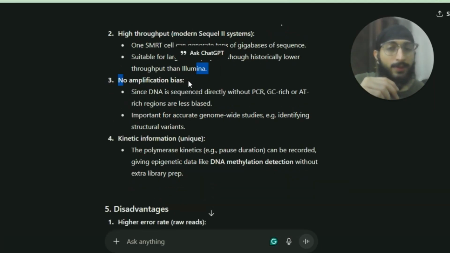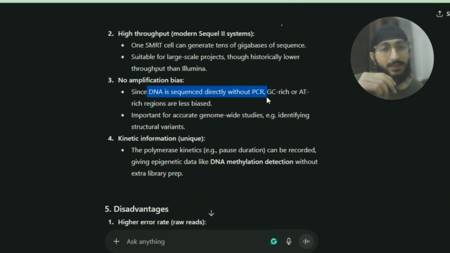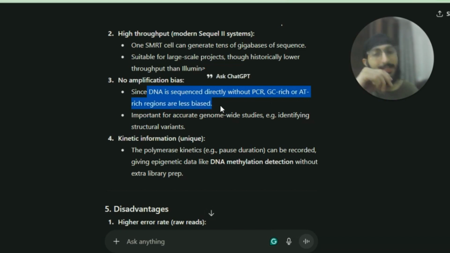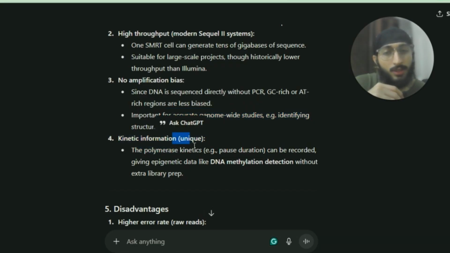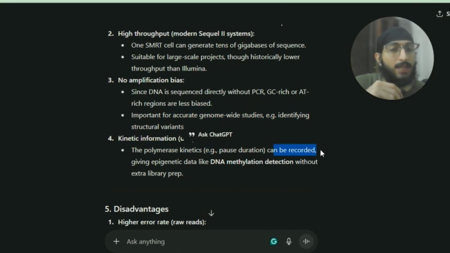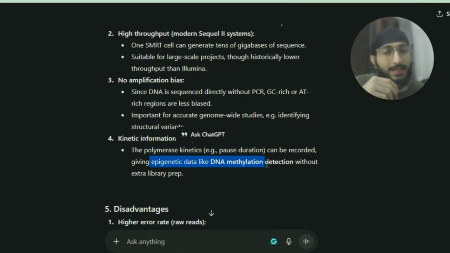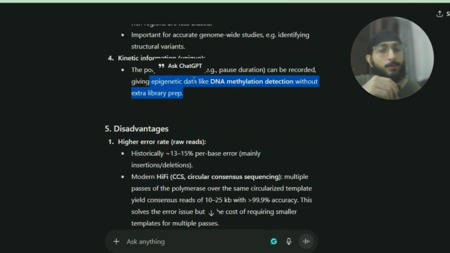Then also it has no amplification bias, since DNA is sequenced directly without PCR. GC-rich or AT-rich regions are less biased. It is important for accurate genome-wide studies, for example, identifying structural variants. Also, it gives kinetic information, which is unique. The polymerase kinetics, for example pause duration, can be recorded, giving epigenetic data like DNA methylation detection without extra library prep.